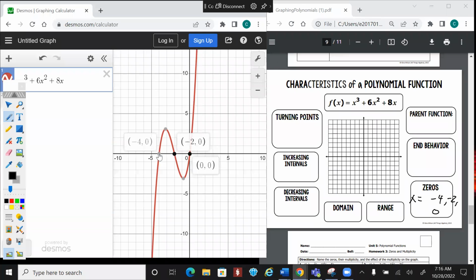Now, for domain and range, let's talk about domain. Domain for this function is going to be all real numbers. So the way we write that out is we say from -infinity to +infinity. For range, it's also going to be the same thing, -infinity to +infinity. That's your y values. The domain is your x, range is your y's.